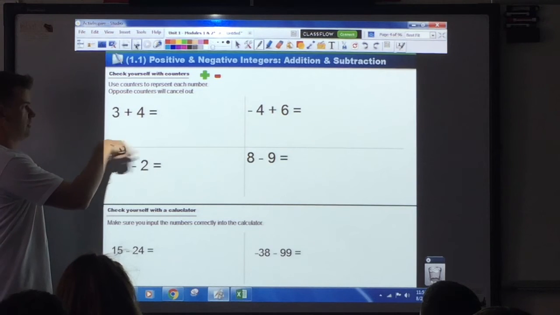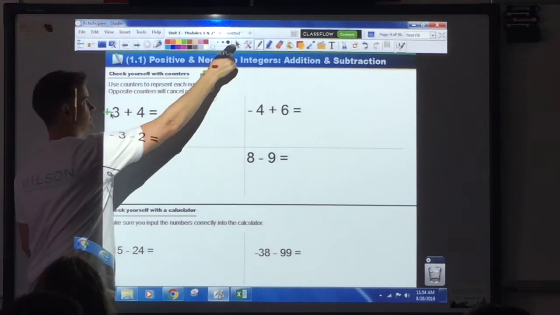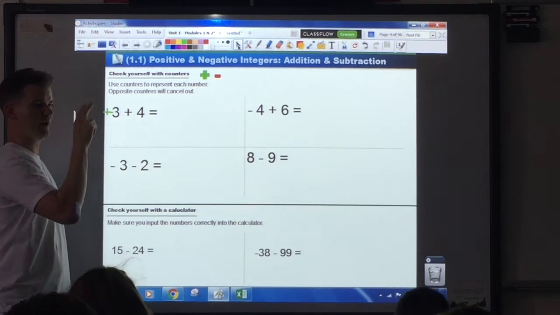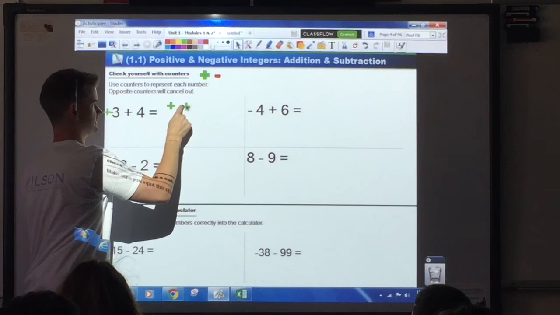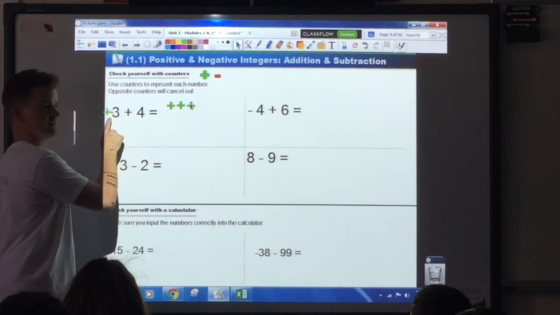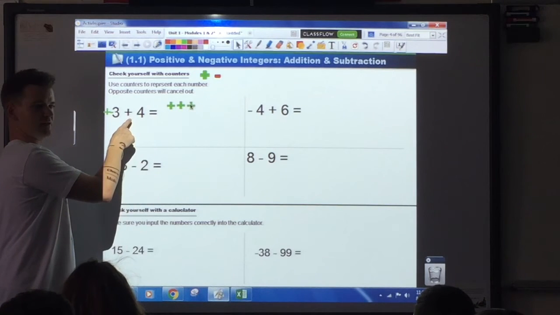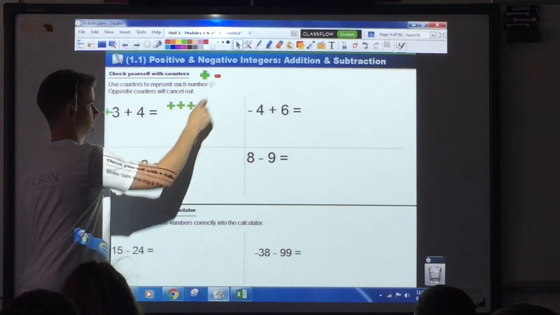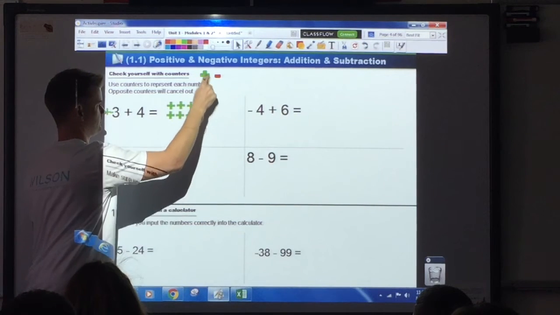So I have a positive 4. What invisible sign is here? Positive 3. So what I'm going to do is for each number, I'm going to grab that meaning counter. So I have a positive 3. I'm going to grab 3 pluses. And if you don't understand what I'm doing, I want you to realize that I'm taking the first number. Positive 3, that's 3 pluses. You get that? Yes. Okay. What number is this? 4. Positive 4. 1, 2, 3, 4.